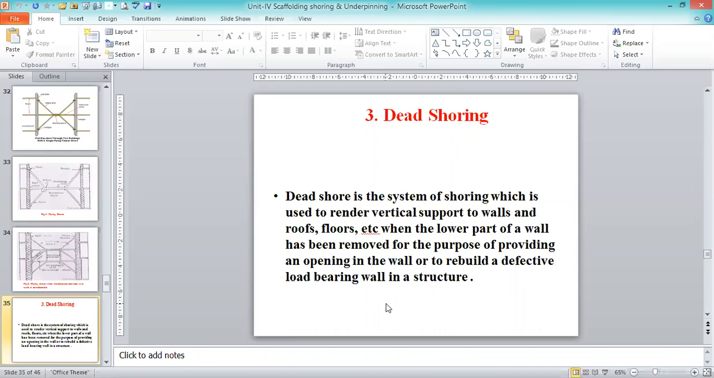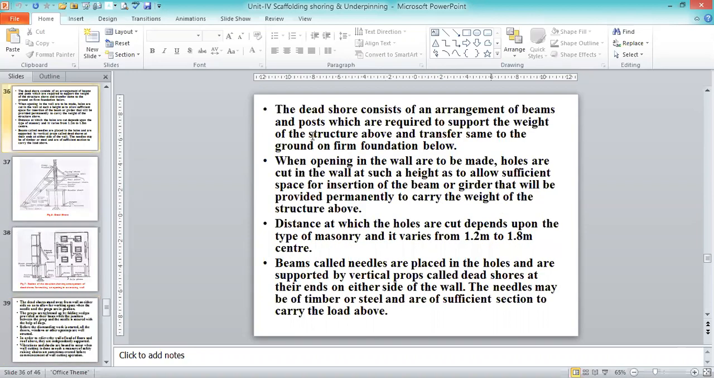How do we carry out dead shoring? The dead shore consists of an arrangement of beams and posts which are required to support the weight of the structure above and transfer the same to the ground on a firm foundation below.